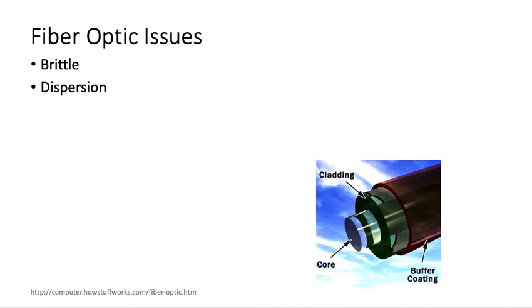You can break the glass inside. And also why it eventually stops transmitting information is there's this issue of dispersion where light particles will go off into the cladding and disappear. So you would need eventually some type of repeater if you wanted to have your cables going over a very long distance.